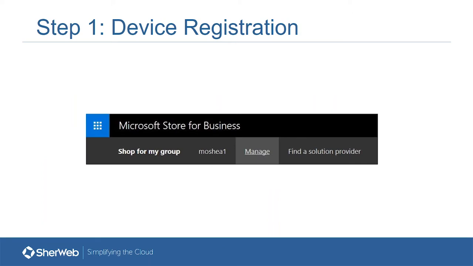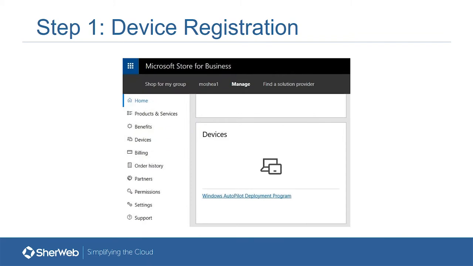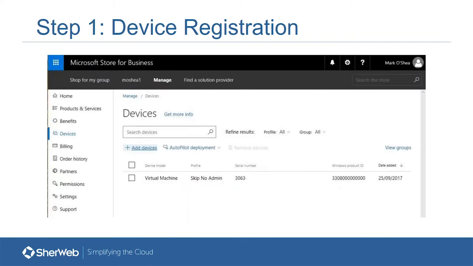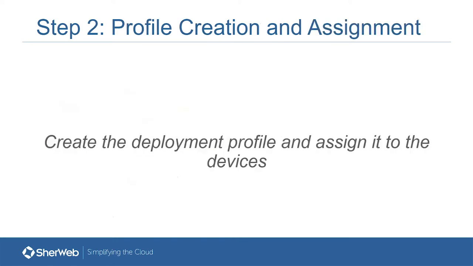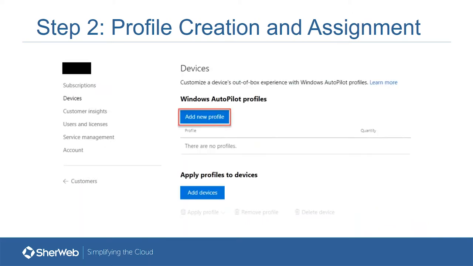So to start adding devices into Windows Autopilot, sign in to the Microsoft Store for Business as an admin and click Manage. Click on Windows Autopilot Deployment Program. Click on Add Device, and then proceed to the profile creation. And this is the step 2, profile creation and assignment.